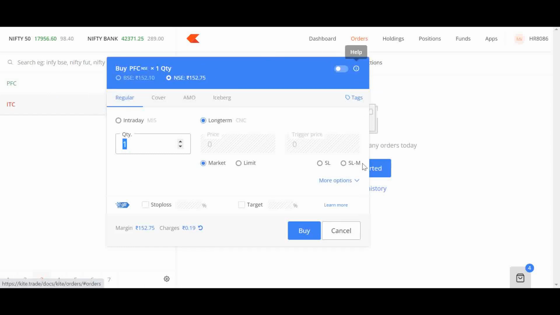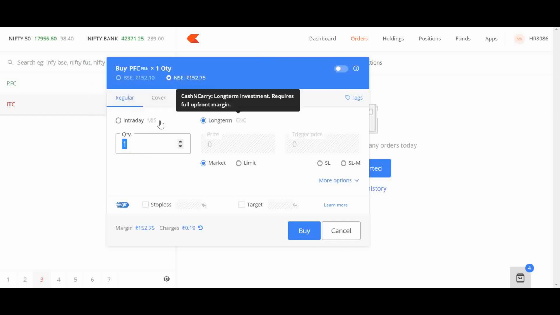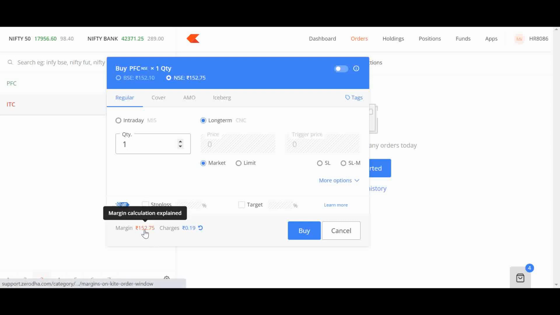This is called the order window. You are going to invest for the long term, right? So we have two options here: intraday and long term. You have to choose long term and then the quantity. Based on the margin you have, you can enter the quantity. In case you have 1500, then you will be able to buy around 10 stocks of PFC. So I'm going to enter 10 and the margin requirement is this amount. It's around 1500. Once you click on buy, the order will get placed.